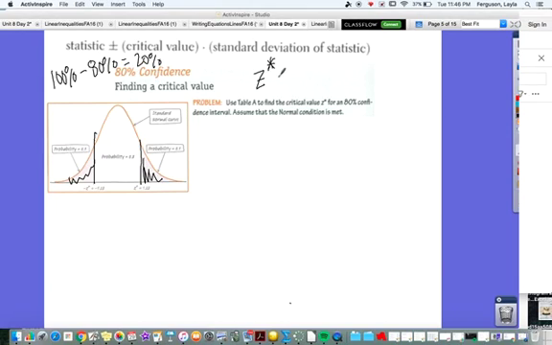So that means that my critical value would be at negative 1.28 on this side and positive 1.28 on that side. So basically the critical value that we want is 1.28.